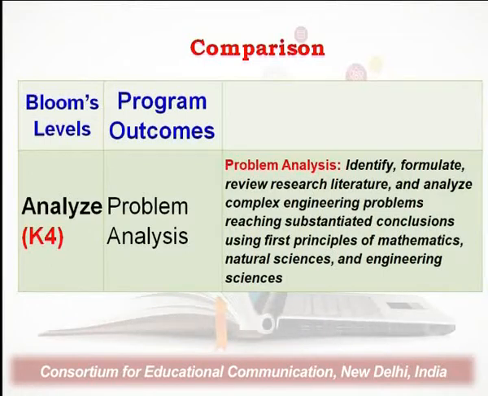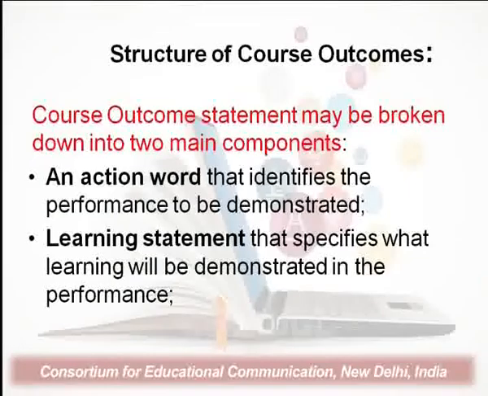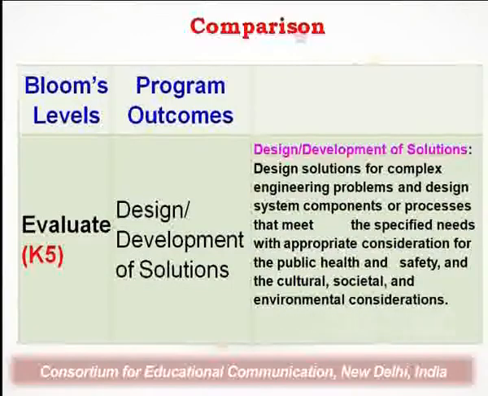So, here on the screen we can see the K4 level, that is to analyze, and it is on to problem analysis. The problem analysis here is to identify, formulate, review research literature, and analyze complex engineering problems, and of course, reach substantiated conclusions using the first principles of mathematics, natural science and engineering science. So, these aspects have to be kept in mind.